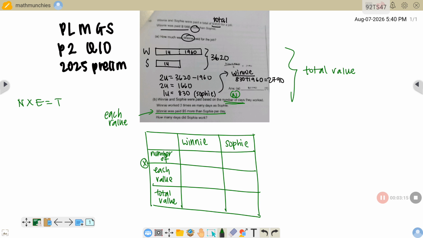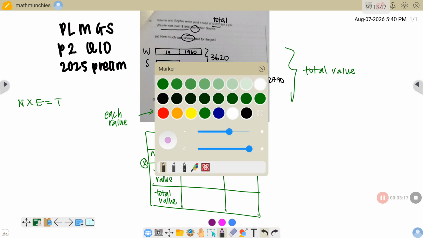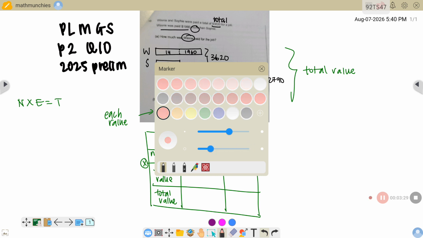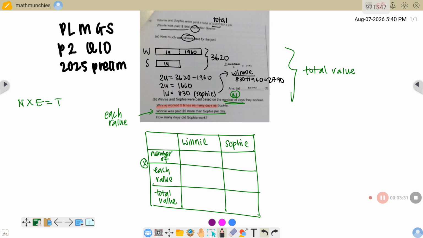Right now, let's look at the first statement first. Later then copy, guys, pay attention. Understand the concept first. What color shall we use? It's National Day, so red. Winnie worked 3 times as many days as Sophie. What is that referring to, N, E, or T? N. So what does that mean? Winnie has 3 units and Sophie has 1 unit. Correct or not, guys?